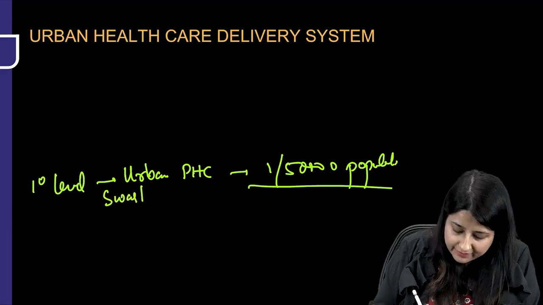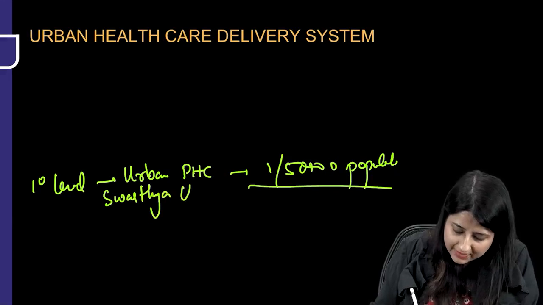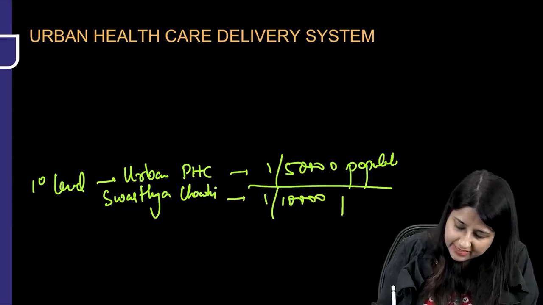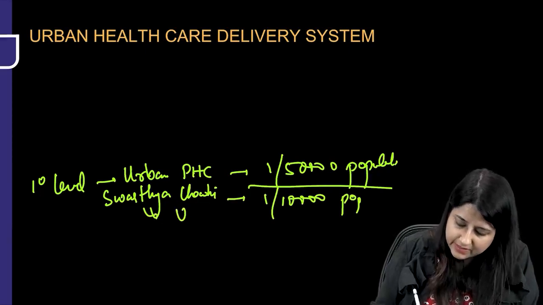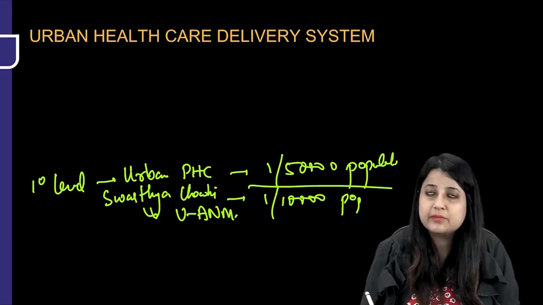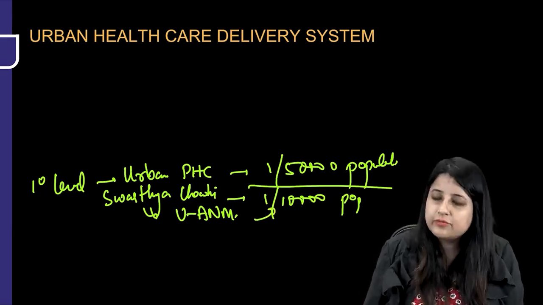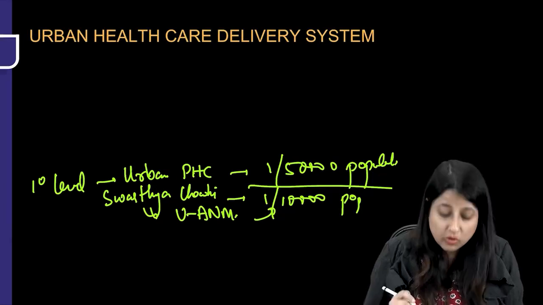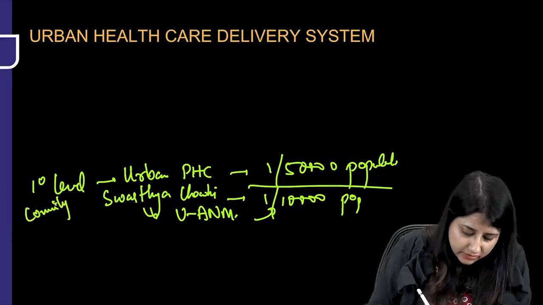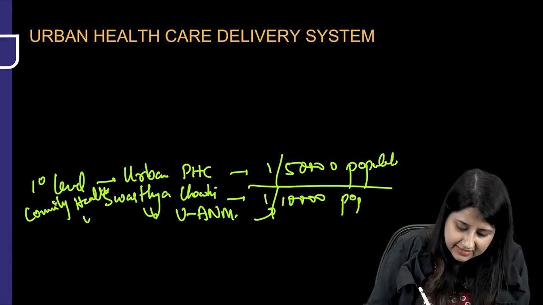Then we also have a Swasthya Chowki. One Swasthya Chowki, everybody, is 1 per 10,000 population. And who's posted here? Urban ANM. Just like the sub-center had an ANM, here it's urban ANM. Urban ANM is also 1 per 10,000 population. And also we have over here a community health worker. In a Swasthya Chowki, we also have a community health worker.